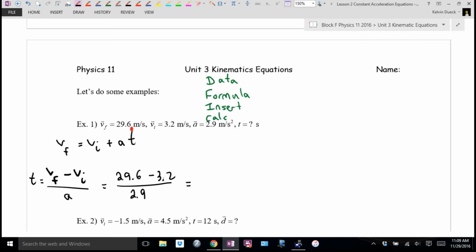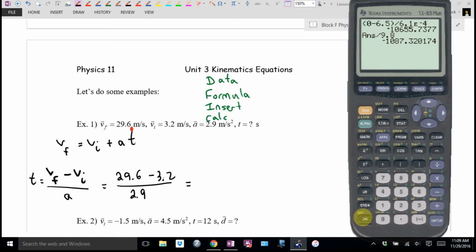Now, the only exception, some of the new Sharp calculators, apparently when you go to wide mode, you can actually have a 2-line fraction and use your cursor to put stuff on the top and put stuff on the bottom, in which case I don't think you need the brackets, but I don't know how many of you have that particular calculator. I only saw that one for the first time yesterday. For me, I go like this, bracket 29.6 minus 3.2 close bracket divided by 2.9.